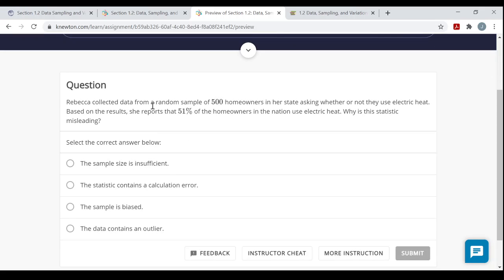Rebecca collected data from a random sample of 500 homeowners in her state, asking whether or not they use electric heat. Based on the results, she reports that 51% of the homeowners in the nation use electric heat. Again, this is exactly the same problem. Just because you're pulling a large sample from your state doesn't mean you're representing the nation as a whole. So again, there's bias.